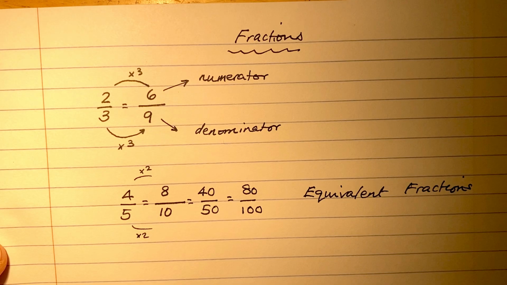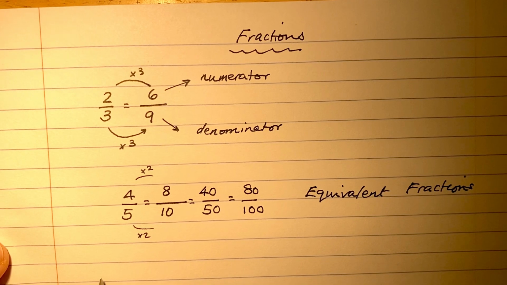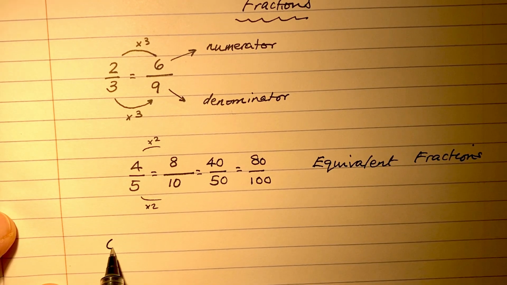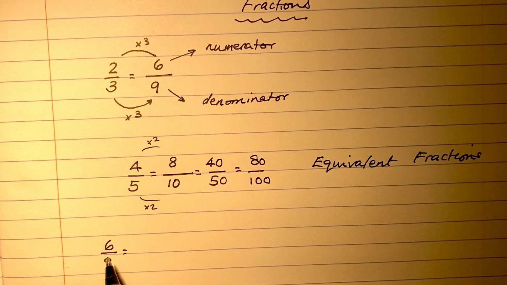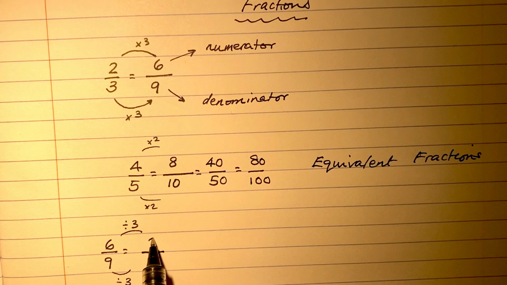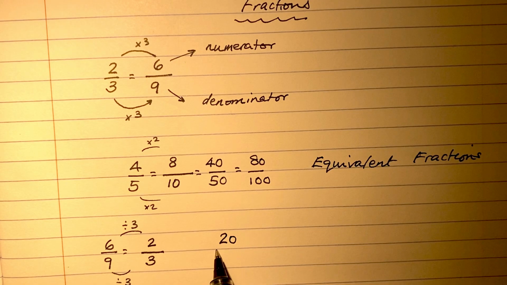The other way around, they give you a fraction and they ask you to simplify. That means, can you divide the top and bottom by the same number? Yes, in this case it can be simplified. You can divide both top and bottom by 3. So you bring it to its lowest form, 2/3. Or you could say you have 20 divided by 30.